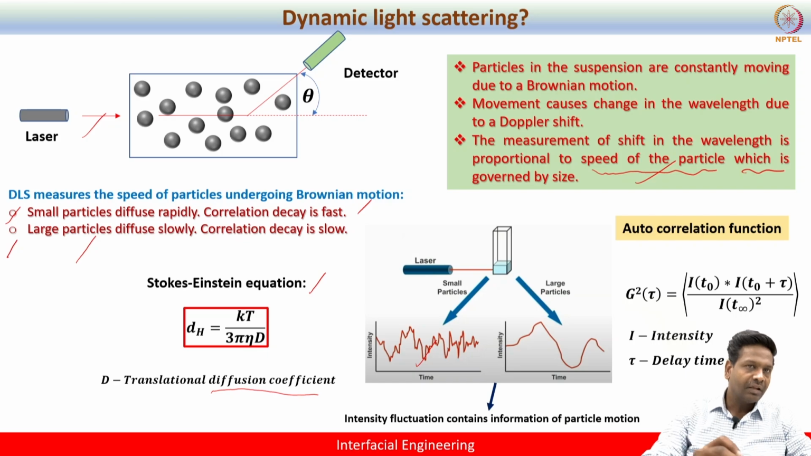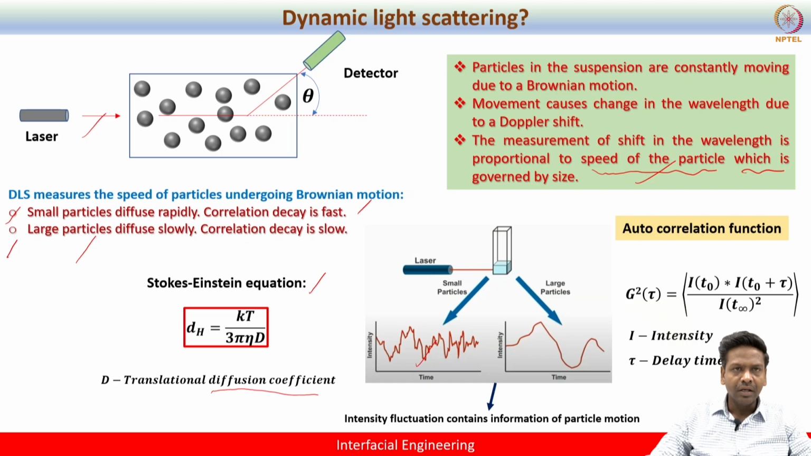When you shine the laser light, because the particles are constantly moving around, one or more particles will scatter the light, because of which there will be a change in the intensity. As you know, there is something called the Doppler shift. There will be a shift in wavelength because of the Doppler effect, and that is proportional to the speed of the particle. As the particles are moving around, the wavelength of the light will continuously change.